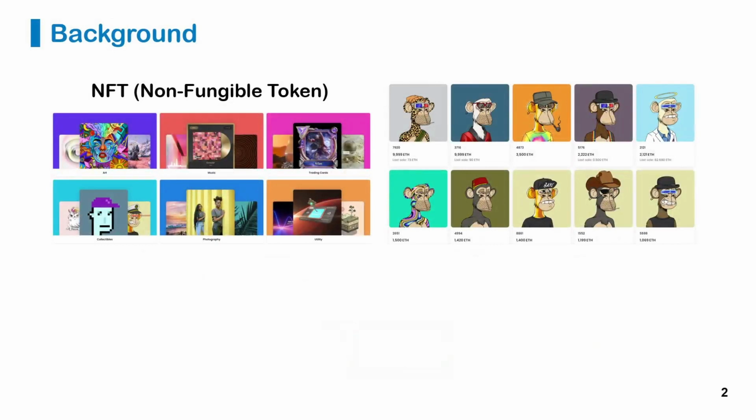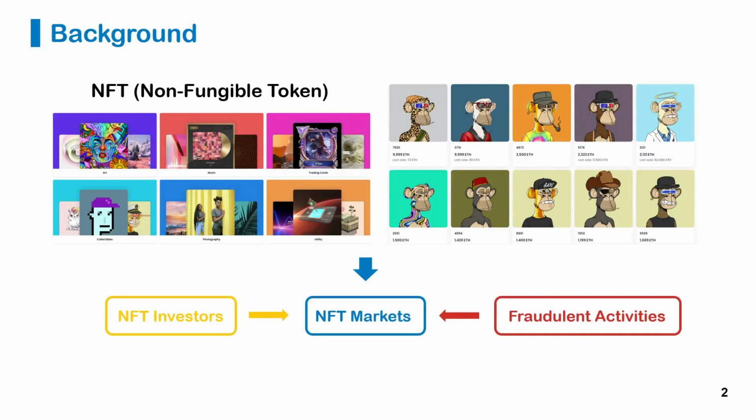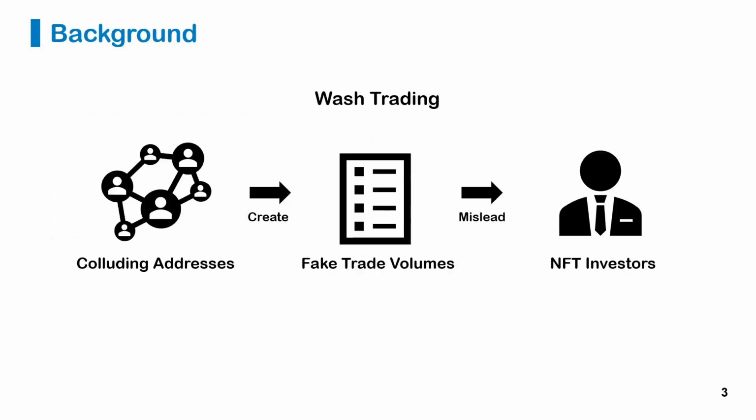NFTs are unique digital items stored on the blockchain and served as tradable ownerships of some digital assets, such as images and videos. NFTs can be traded in NFT markets. However, the huge potential of NFT markets attracts a large number of investors, and at the same time, many fraudulent activities also follow. Among them, wash trading is one of the most common frauds in NFT markets, which manifests as a group of colluding addresses pretending to trade NFTs. It attempts to mislead investors by creating fake trading volumes and prices.